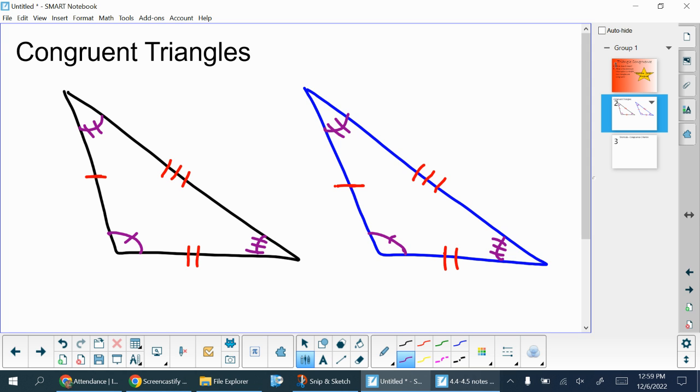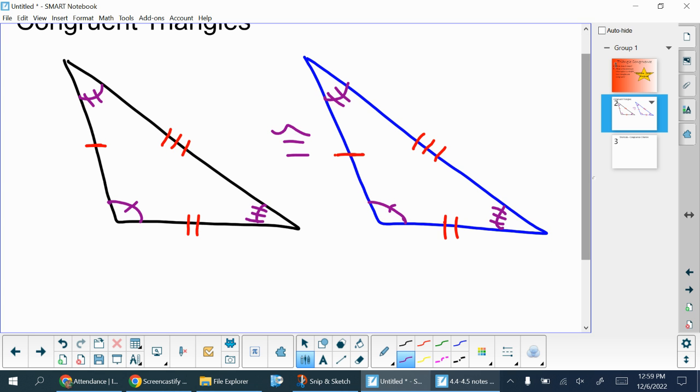Three of those. And so all three angles pair up with a congruent angle in the other triangle, and all three sides also have a corresponding or matching congruent side in the other triangle. That's what we mean when we say that these two triangles are congruent to each other.